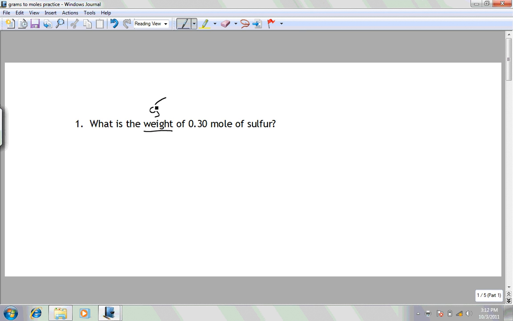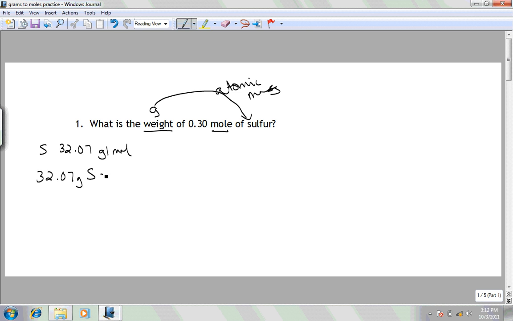That means we need to figure out the atomic mass of the sulfur in order to go from grams to moles and moles to grams. So we look on the periodic table and we find sulfur is 32.07 grams per mole. That means that 32.07 grams of sulfur is equal to 1 mole of sulfur. Alright, so we take the number that's given to us in the problem itself, and that's always going to go in the very first bracket.